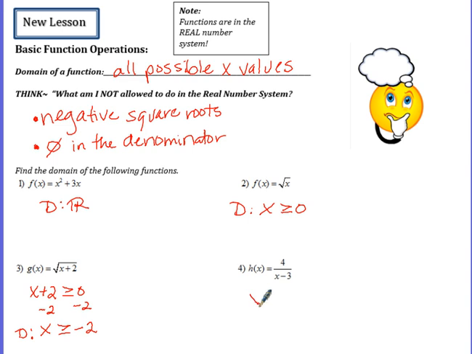Let's make sure x minus 3 is never equal to 0. It can be less than 0, it can be greater than 0, but the thing on the bottom here can never be equal to 0. When does that happen? If we add 3 to both sides, we find that x can never be exactly equal to 3. So the domain is everywhere except when x is equal to 3. That's the domain for this one.